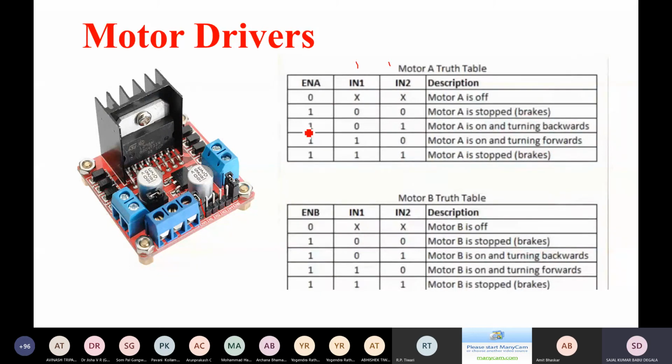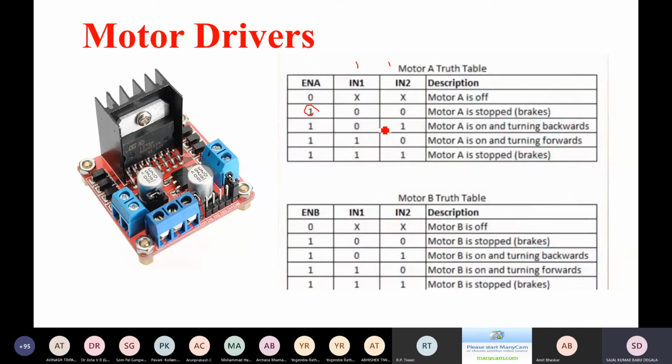I think most of you who have studied controllers know about master and slaves there. Then if you give the enable pin 1, you have to come to the set of what you are going to give at the input pins. If you give 0 and 0 here, then the motor will be braked or stopped.